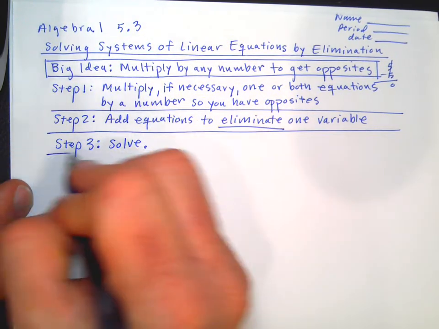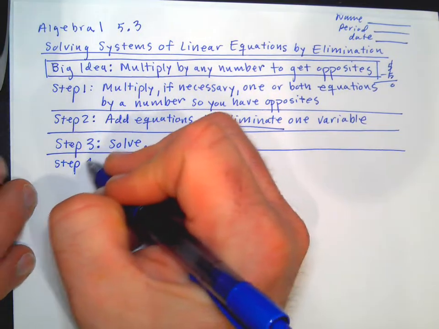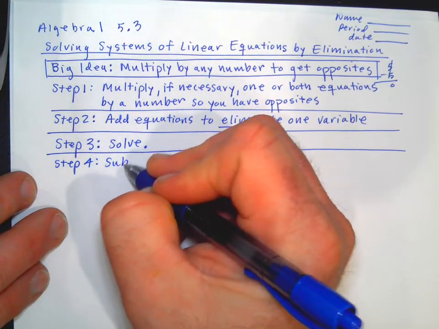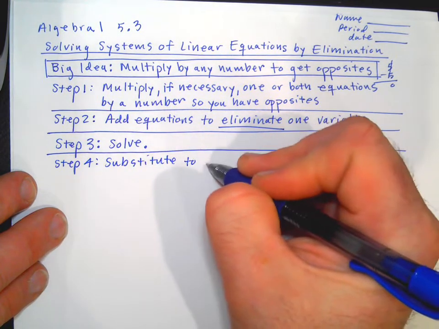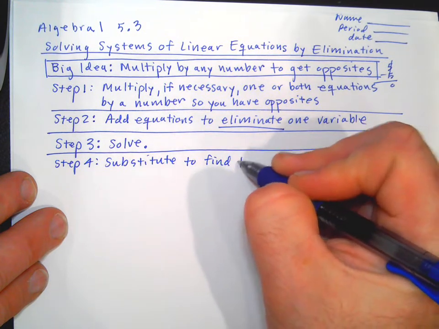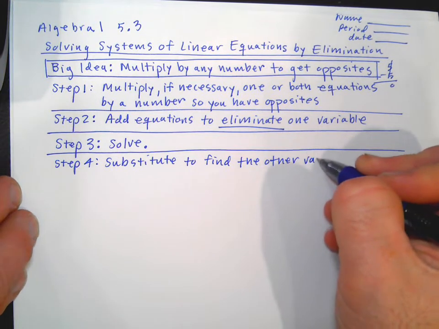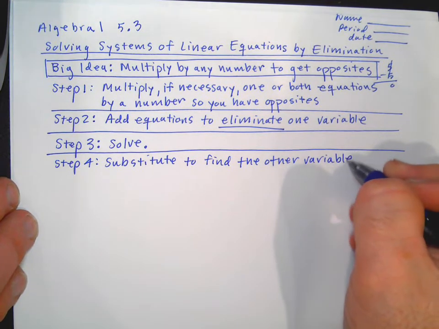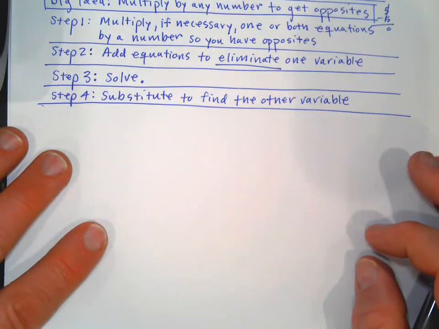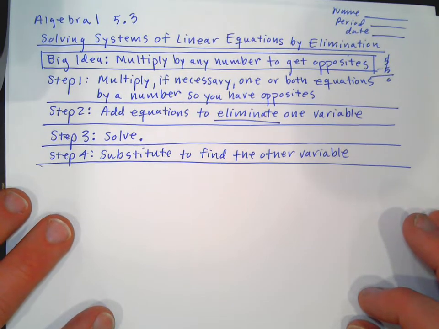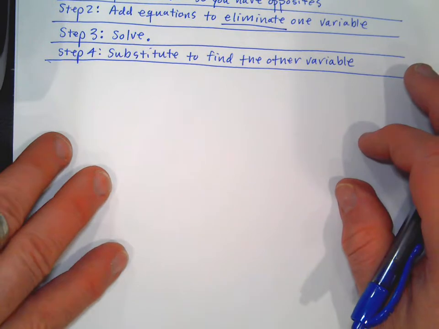So step 3, solve. Solve for the variable that's left. Step 4, substitute to find the other variable. And this last step is pretty much the same thing as the last step in our last section. So, if you ever need to, pause the video so you can get this down. So we're going to try some examples now.